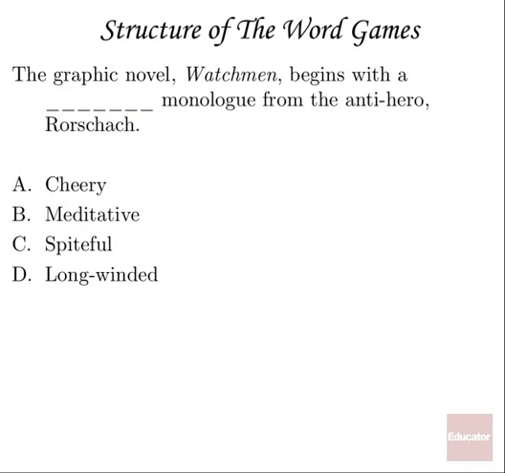Here is a simple structure of a word game. The graphic novel Watchmen begins with a blank monologue from the anti-hero Rorschach. Then I have four options of what I think should go into that blank. Now, about the only thing I know from this sentence right now is that this word right here needs to be an adjective, and all of these are adjectives. So we will use tricks in a minute to answer this one.